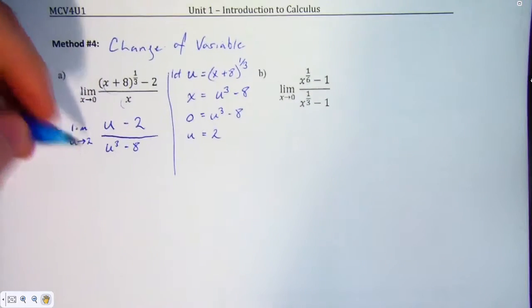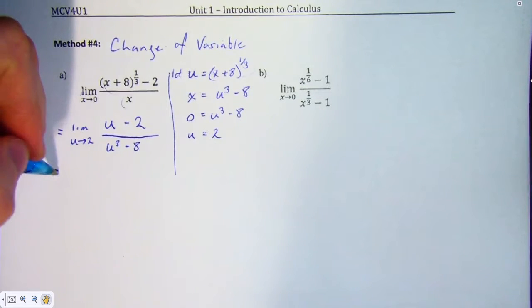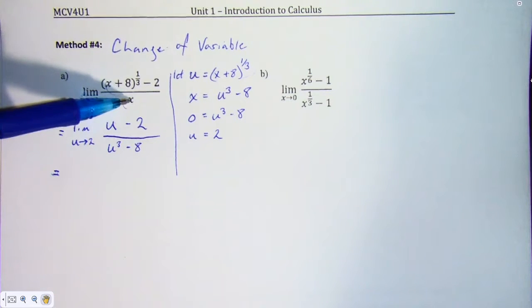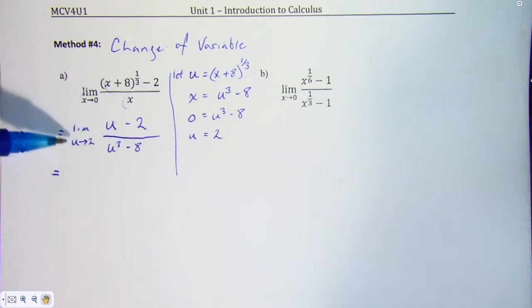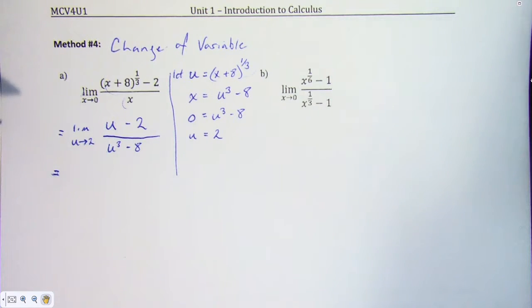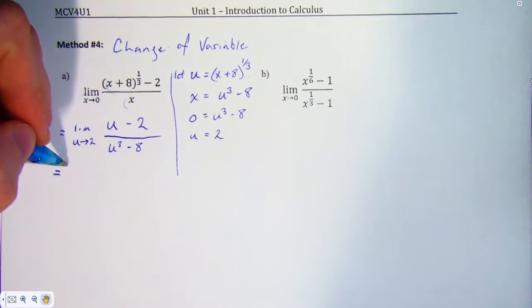Now, with that being said, we haven't actually gotten rid of the problem yet. The problem was that as x approaches 0, we're dividing by 0. But on the bottom here now, as u approaches 2, we're still approaching 0 on the bottom. And that's always going to happen when you're using change of variable. Because you just changed the variable, you didn't actually change the equation, you're still going to be dealing with that same initial problem. The thing is, we now have some techniques to deal with it, because hopefully you remember from advanced functions how to do your difference of cubes. Okay? So we can now factor this.